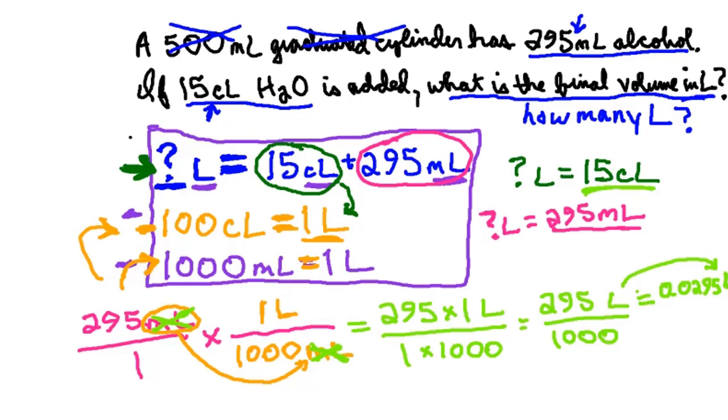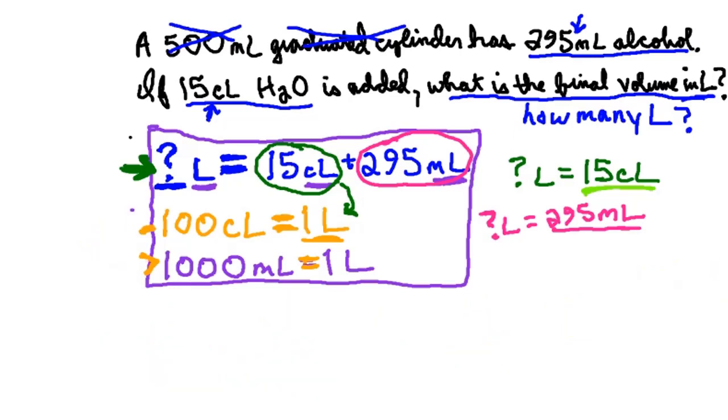So now we have successfully converted all of these volumes into liters. Now we can actually do the problem, because we couldn't do the problem before, because one was in centiliters, one was in milliliters, and the other one was in liters. You have to get them all in the same unit of measurement. So now we've gotten them all in liters.